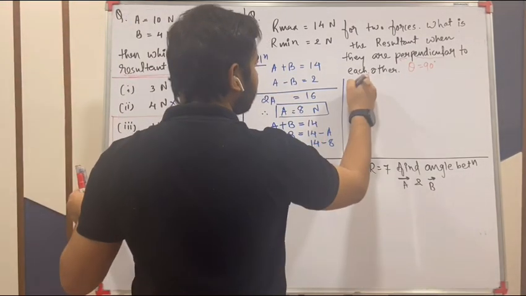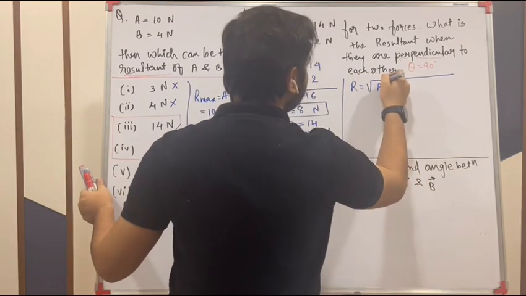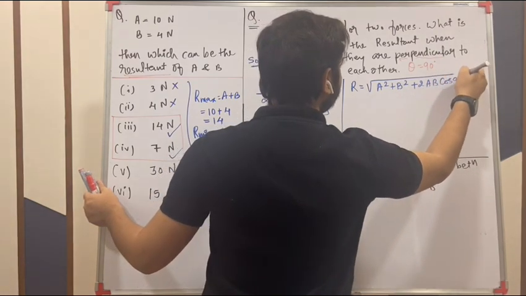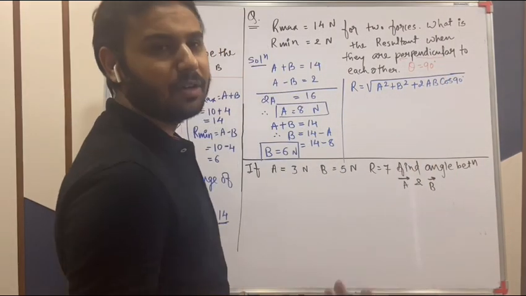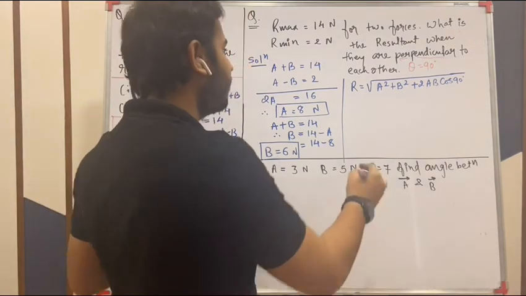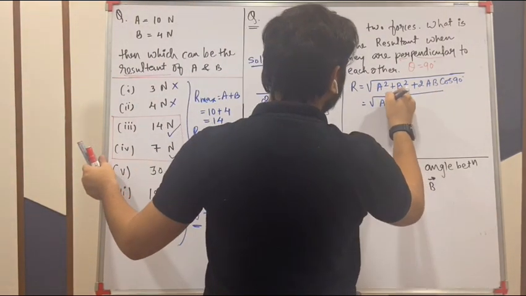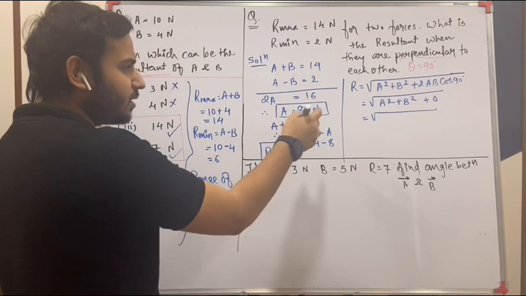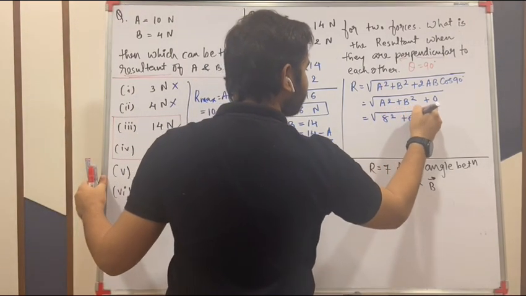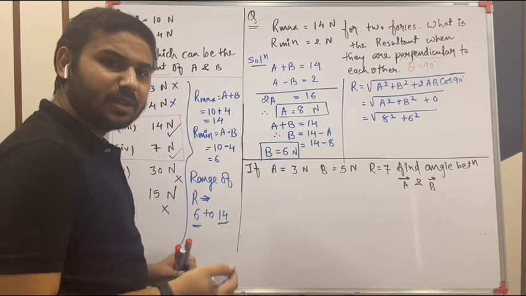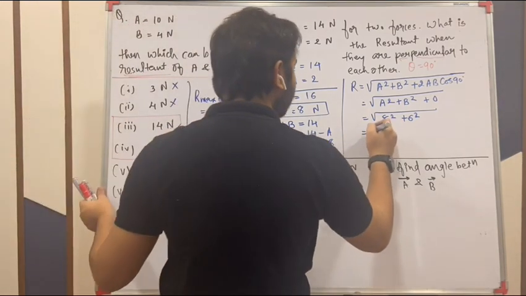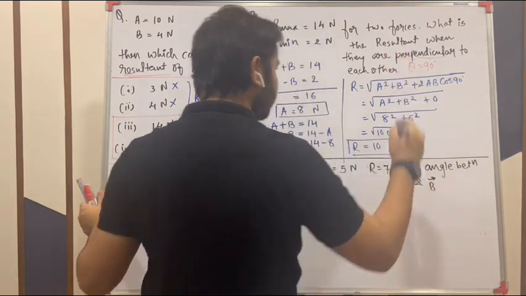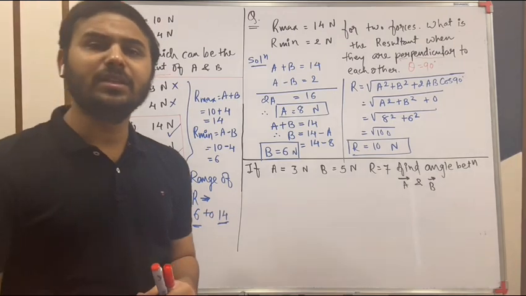Just substitute in the resultant vector formula: A square plus B square plus 2AB cos 90. Now you must know cos 90 is 0. So you can write here A square plus B square. So 8 square plus 6 square. 8 square is 64. 6 square is 36. 64 plus 36, 100. So root 100. Resultant is 10 Newton. Very easy questions.